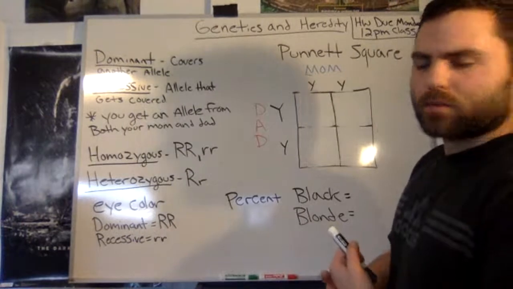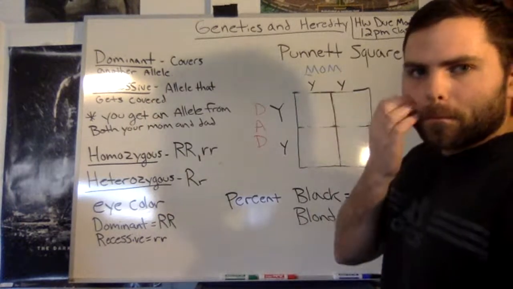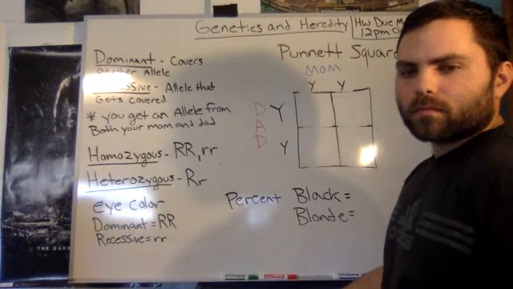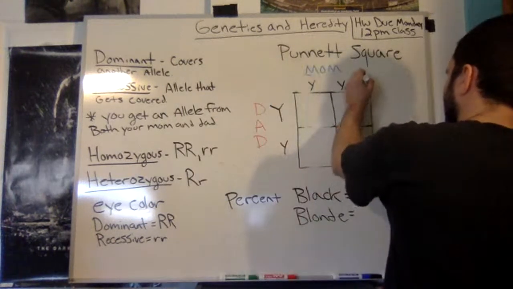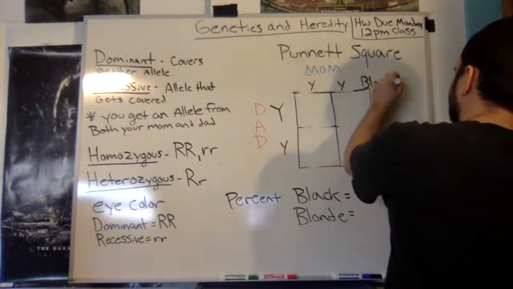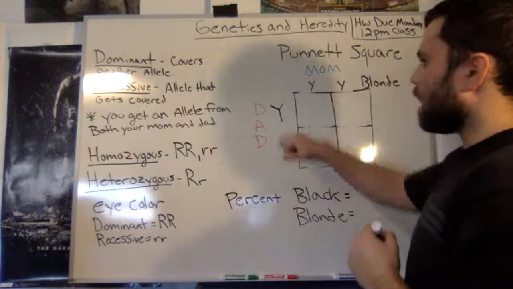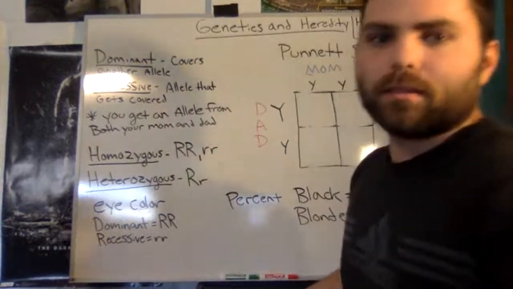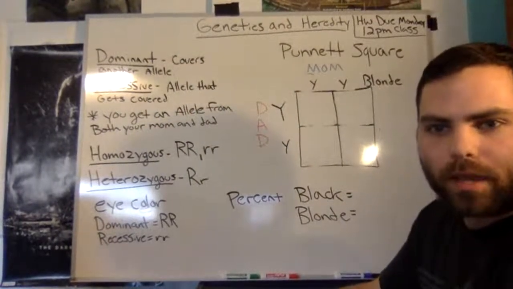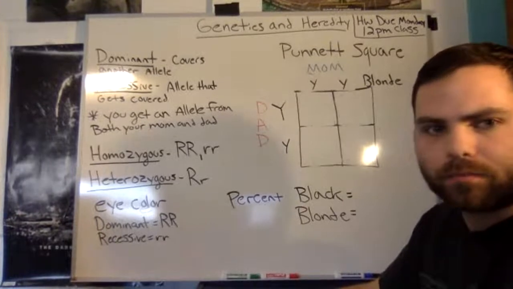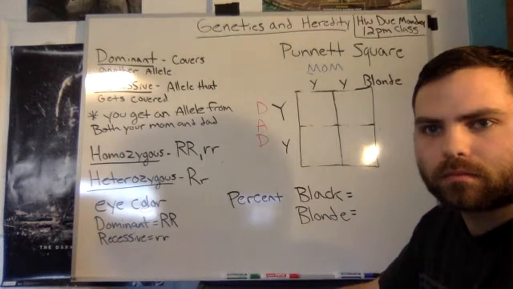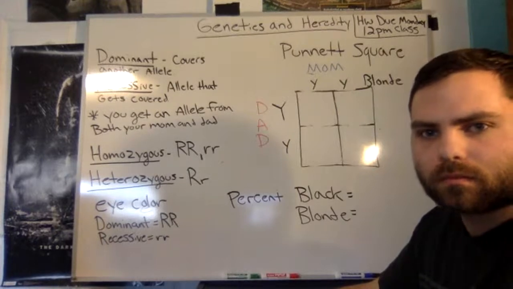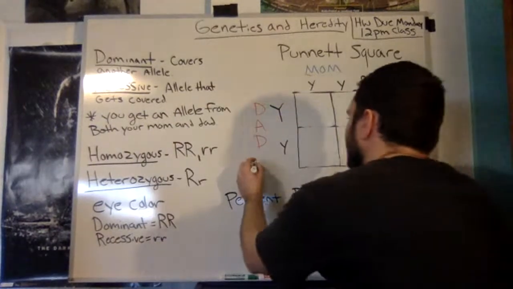What color hair does mom have? She has two lowercase y's. Blonde. Okay, so I'm going to write blonde right here. All right, now let's say that dad has uppercase Y and lowercase y. What color hair is that going to give him? Brown, okay? So I'm going to write brown right here.